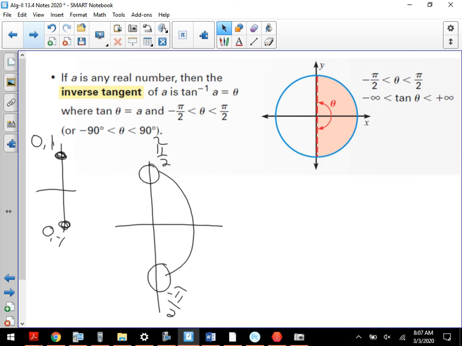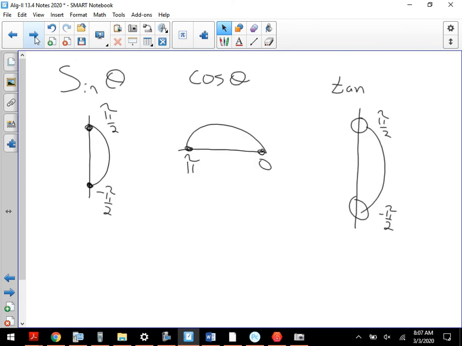Does that make sense? Because it would make sense because tangent's negative in the second quadrant, but you can't get there because you can't get past the asymptote. That's why it goes up and down. So here's what they're going to look like. They're going to look like something like this.